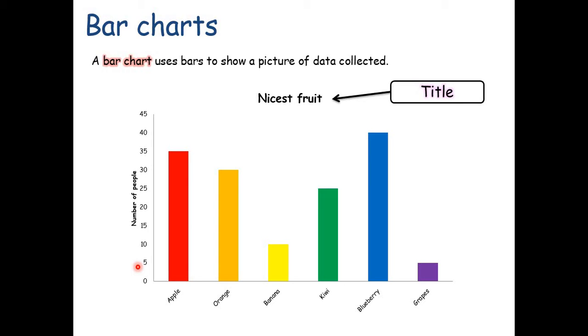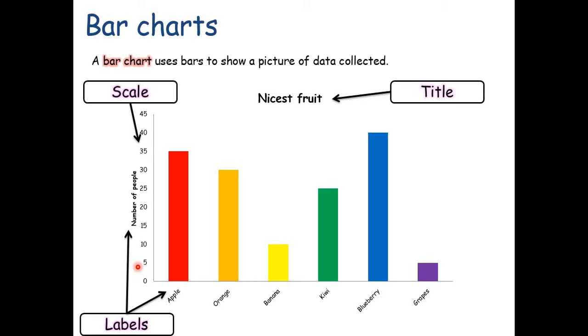So again, let's recap that. So we've got the title. These are called labels. They're what the axes are labelled as. We've got a scale up the side showing how many people. And then these are our bars.